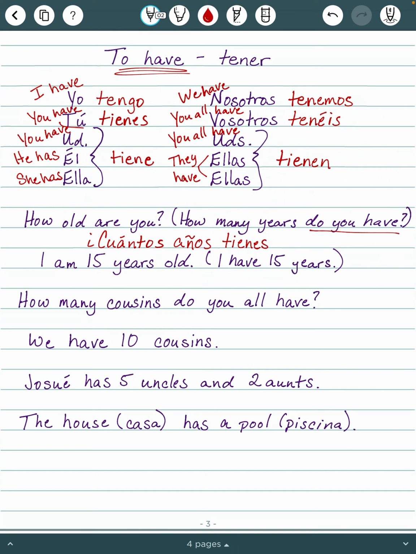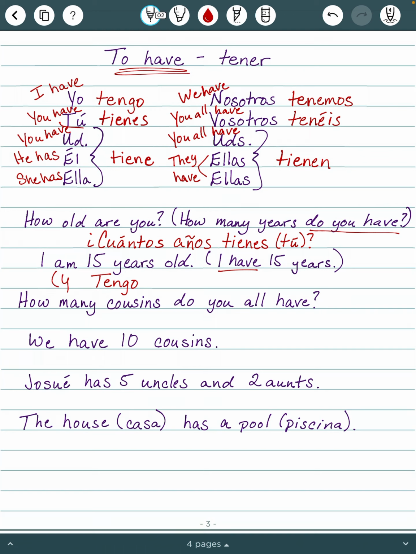And then we translate one more step to make that make sense in English. How old are you? Now, if I want to include the tú here, I can put the tú after tienes. Typically, you're going to leave that out. To say I'm 15 years old, literally, I have 15 years. So I have, yo tengo.